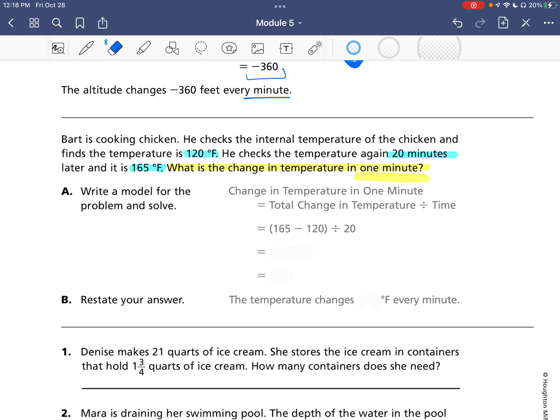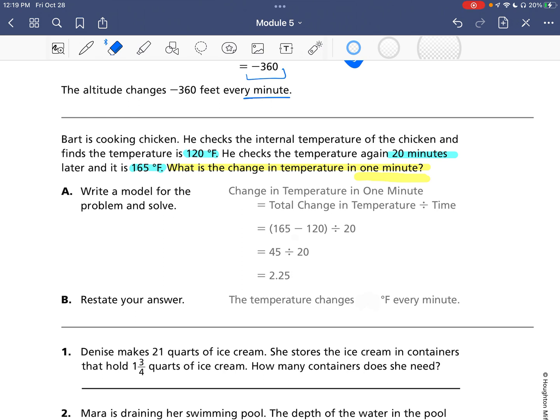So in the blue, we have 165 minus 120. We're going to do that, and you got 45. And then we're going to divide that over the course of time, so 45 divided by 20. Pause your video and do that on the side of your paper. And then when we do that, we get 2.25.